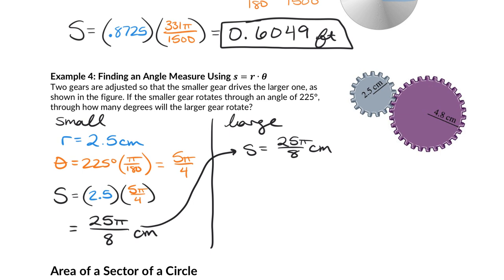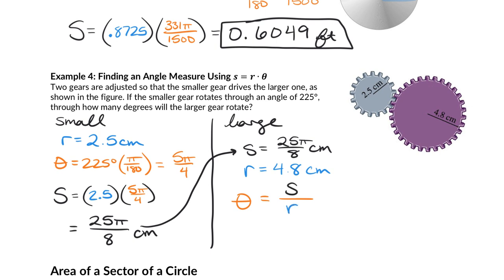What is the radius of the large gear? 4.8 centimeters. So if I wanted to find theta, you actually had a formula for this last class. What was the formula we used to find theta when we were given arc length and the radius? S over R. So we know that theta will be equal to S divided by R.